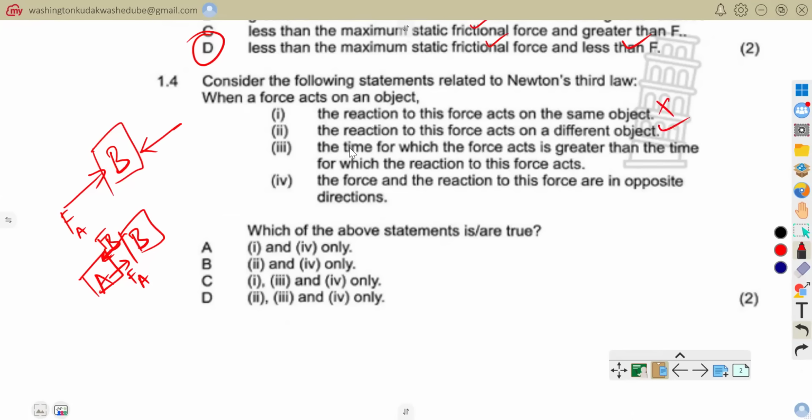This is true. The time for which the force acts is greater than the time for which the reaction to this force acts. So the time in which these forces act is going to be the same. The force and the reaction force are in opposite directions. Yes, they are opposite. So this is actually true. So that is 2 and 4. So our correct option there was going to be 1.4.